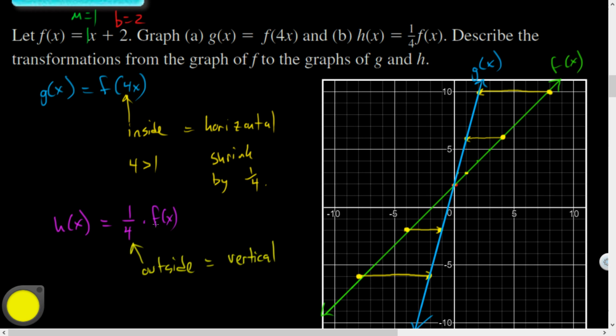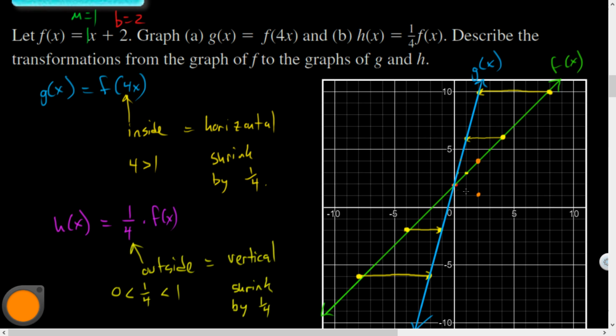In the case of vertical transformations for stretches or smooshes, because 1/4 is between 0 and 1, is this going to be a stretch or a smoosh? It's a smoosh, right? Or a shrink is what they call it, but I like smoosh. It's a shrink by a fourth. Because this is a vertical smoosh, I'm taking all of the y coordinates. Here's a y coordinate of 4, and I'm dividing it by 4. So 1/4 of 4 is 1.